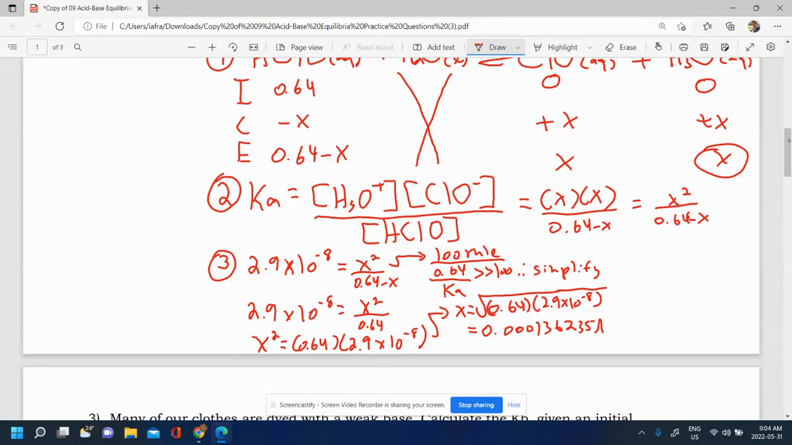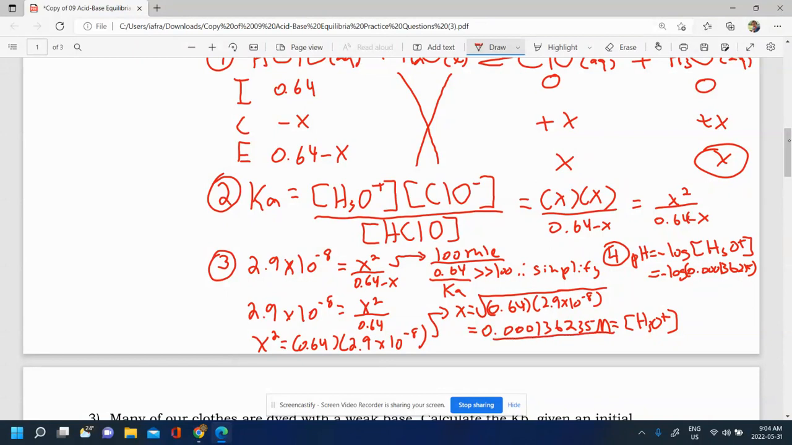0.000136235 molar, because now we have a concentration. That x value is simply the concentration of H3O plus. It's also the concentration of ClO minus, but we don't really care about that because we want to find the pH. So our last step is, let's now take the pH is equal to the negative log of H3O plus, which is the negative log of 0.000136235.